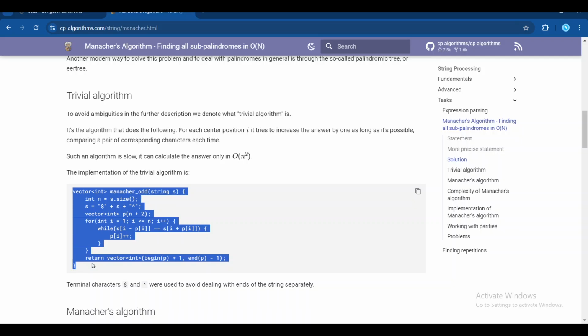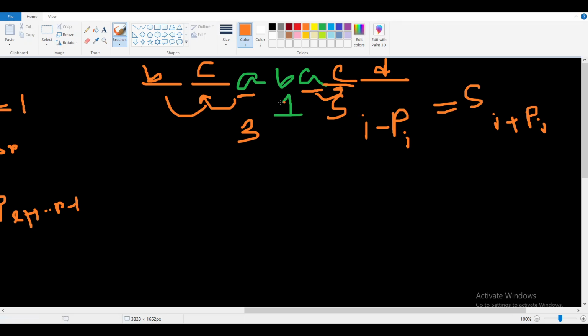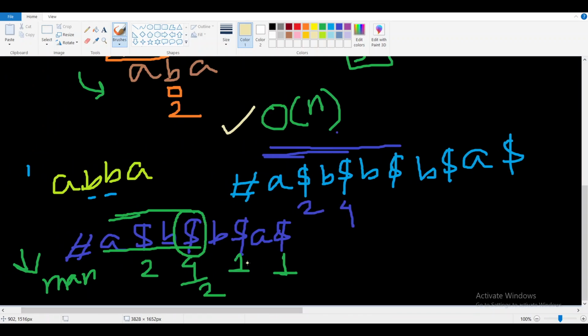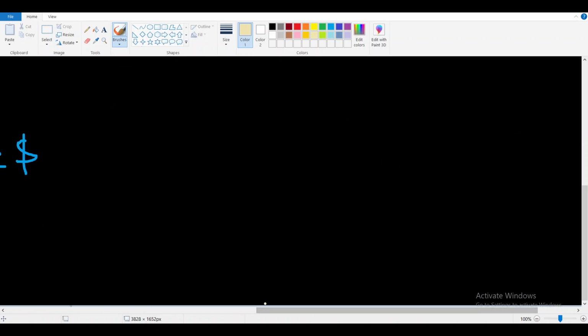The brute force solution is order of n square, because for each and every index we are incrementing the value of Pi. Let's say there is a special string with a n times. For each and every index, we'll iterate over the entire string. That's why the time complexity will be around order of n square. So this is not helping us, because we want to solve this problem in order of n. Now we have to optimize this algorithm.